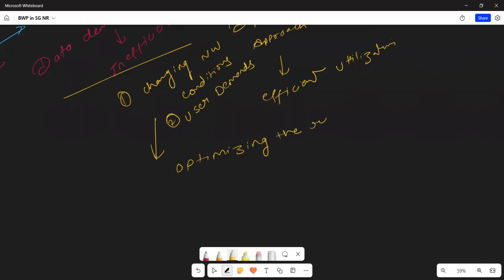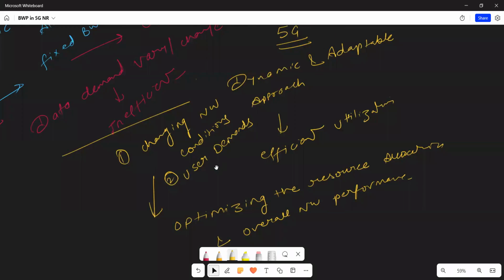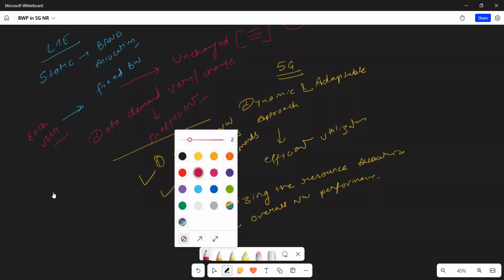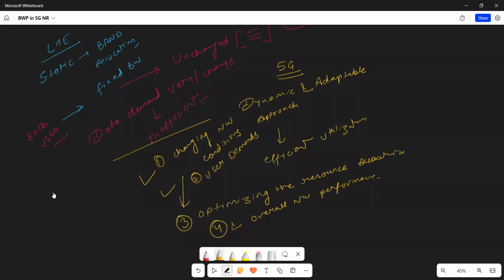Optimizing the resource allocation and overall network performance, right? Now here I have written two things, changing network conditions and user demand, right? So now you can ask what are some changing network conditions, what are user demands, what is optimizing resource utilization, what is overall network performance, right? These four points I have written here, right? Let me highlight it. So this is first, this is second, this is third, and this is fourth. Okay.